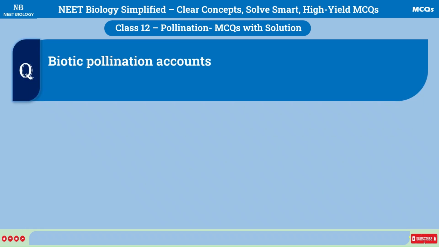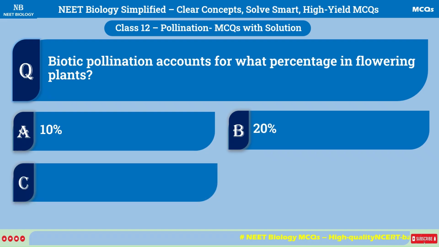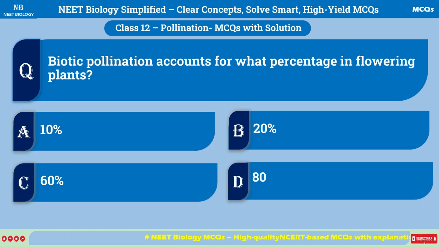Biotic pollination accounts for what percentage in flowering plants? A. 10%, B. 20%, C. 60%, D. 80%.